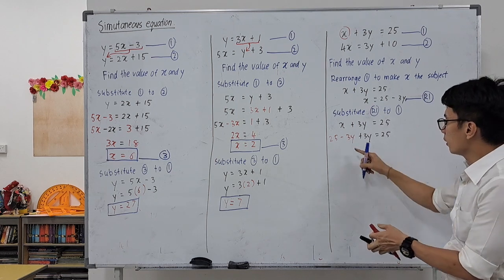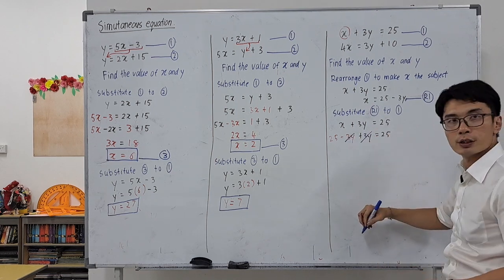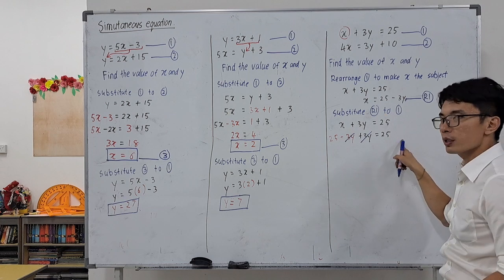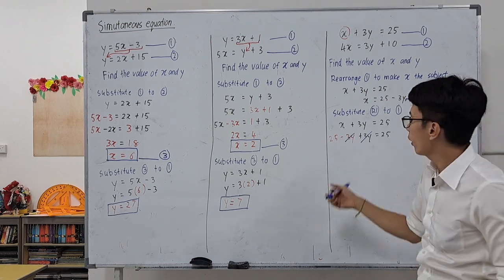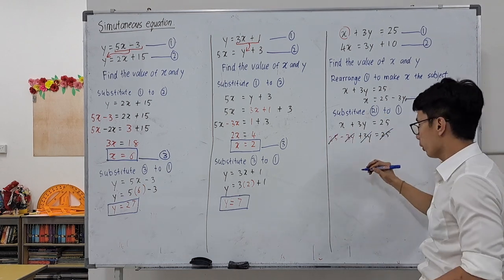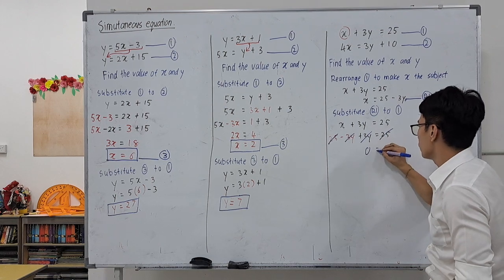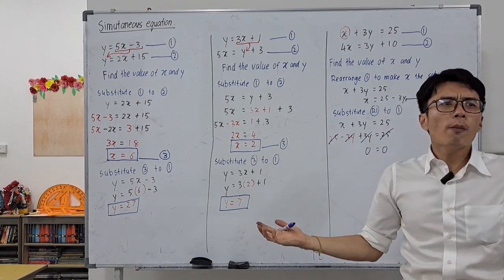We can see that this and this will cancel each other. 25, if I move over here, that's going to be 25 minus 25. That's going to cancel each other as well. So what am I left with? 0 equals to 0, right? All my unknowns are gone.